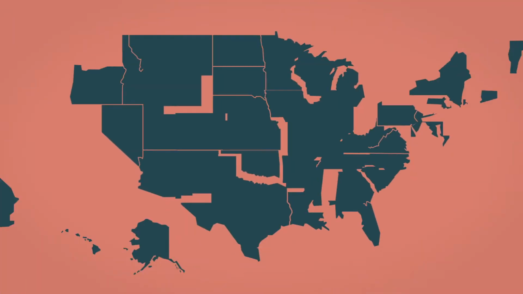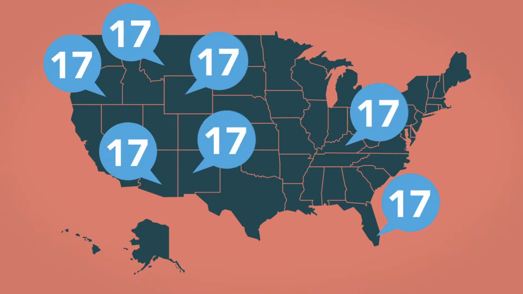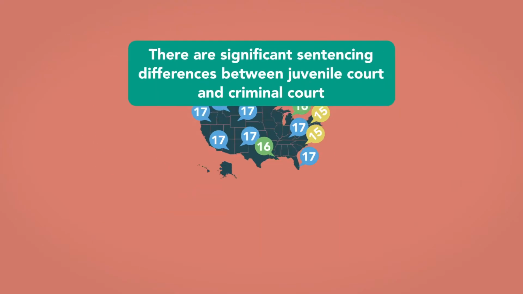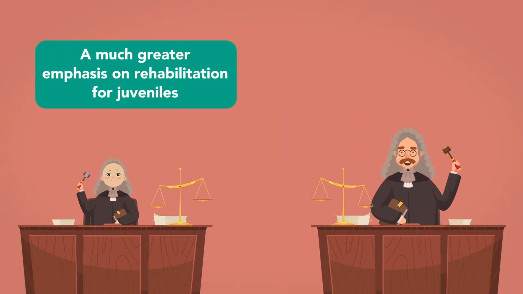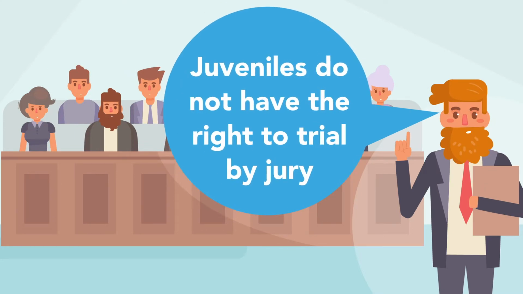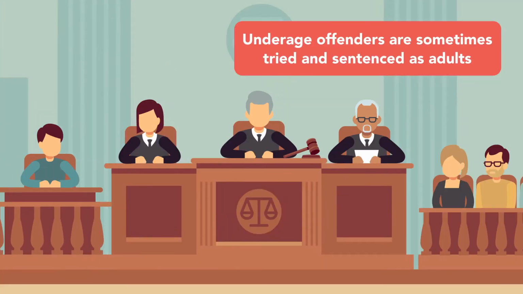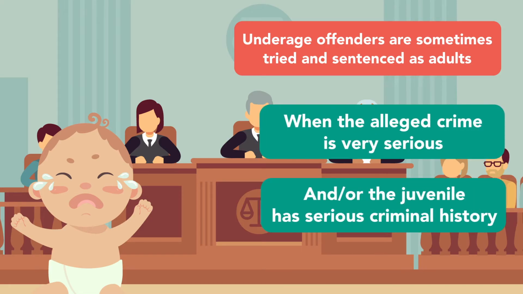All states have juvenile justice systems in place to deal with young offenders. In most states, this means defendant under the age of 17, but in some states, that could be 15 or 16. There are significant sentencing differences between juvenile court and criminal court, with a much greater emphasis on rehabilitation for juveniles. Juveniles do not have the right to trial by jury. Underage offenders are sometimes tried and sentenced as adults when the alleged crime is very serious and/or the juvenile has serious criminal history.